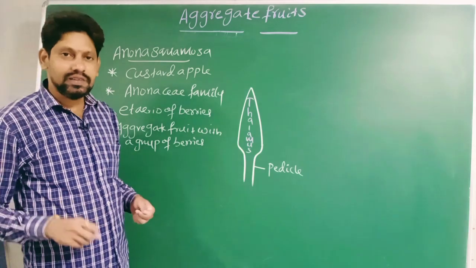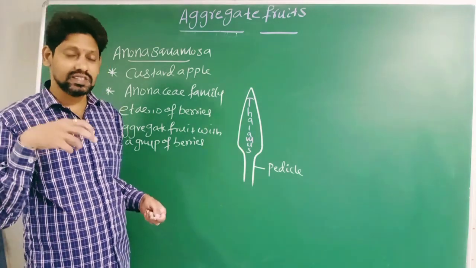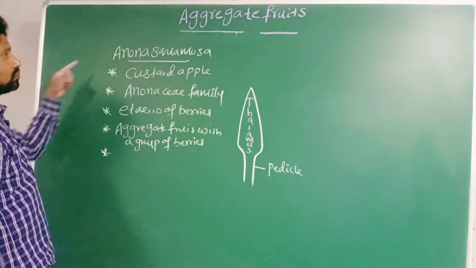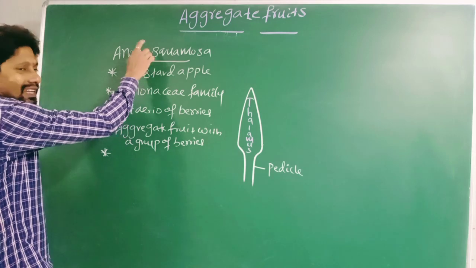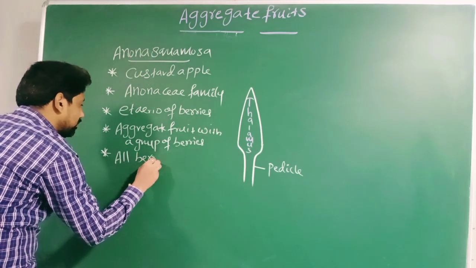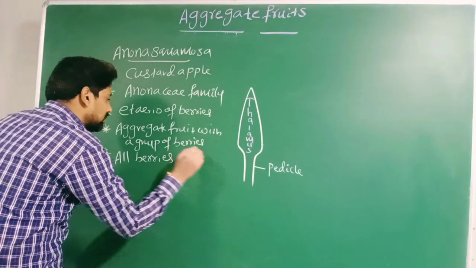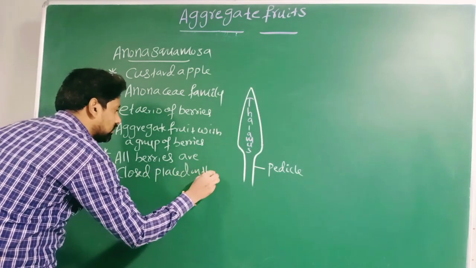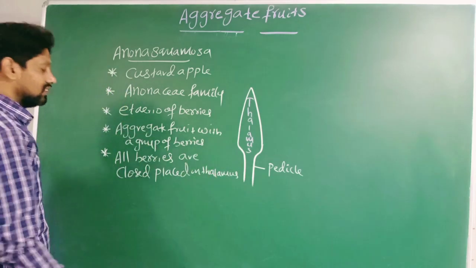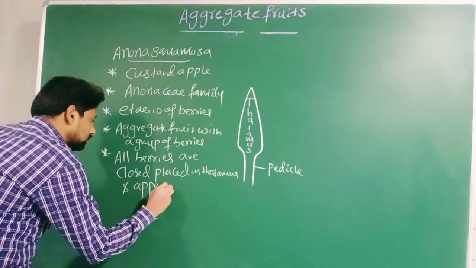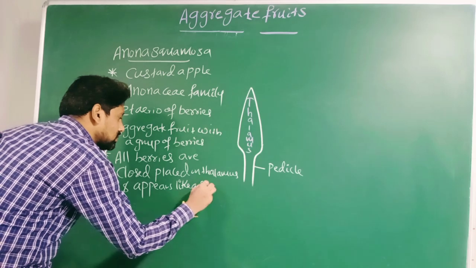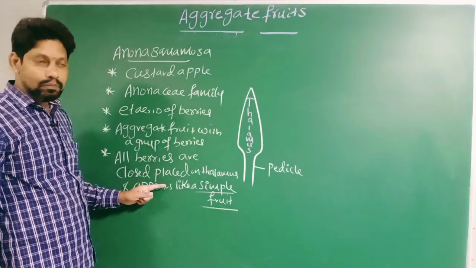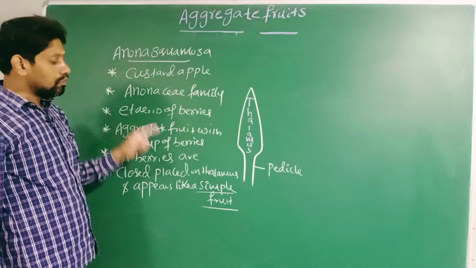All these berries are closely placed on the thalamus and appear like a simple fruit. I am speaking about Anona squamosa. All berries are closely placed on the thalamus and appear like a simple fruit. But is it a simple fruit in Anona squamosa? No, it's an aggregate fruit, but appearing like a simple fruit.